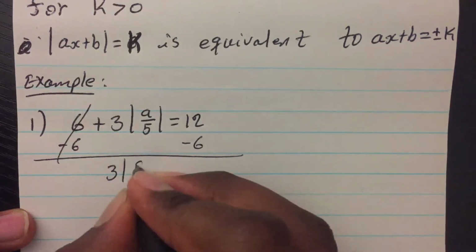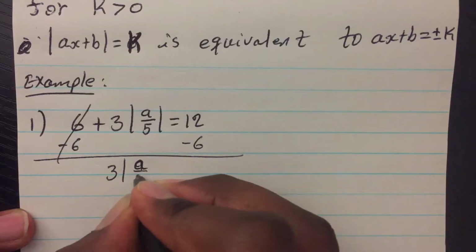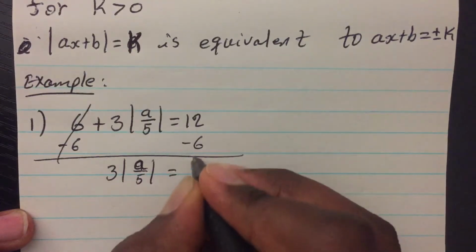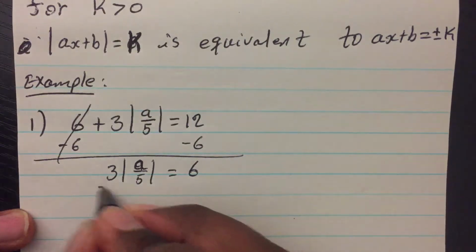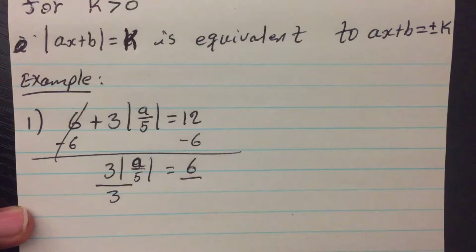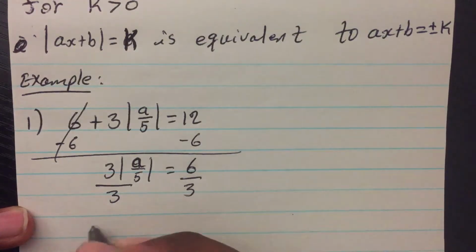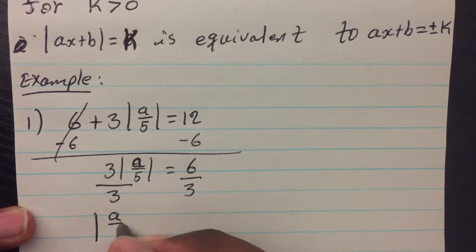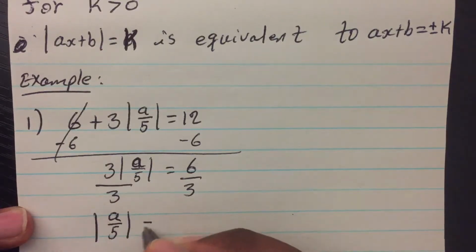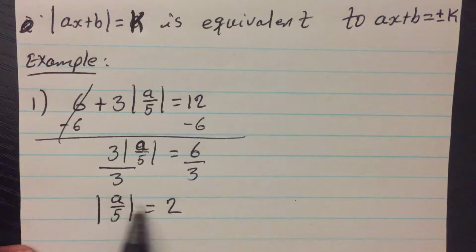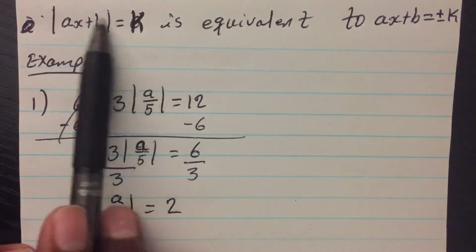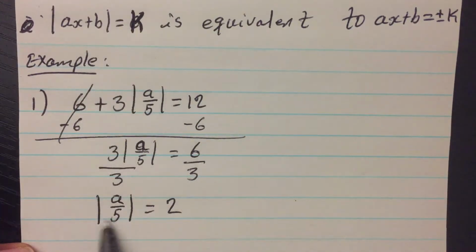Subtract 6 on both sides, and you get 3 times the absolute value of a over 5 equals positive 6. And because the 3 is being multiplied to the absolute value, we do the inverse of that, which is division. Divide by 3, and then we get the absolute value of a divided by 5 equals 2. Now, this is the form that we have right here. The absolute value is isolated, and it's equal to a positive number.